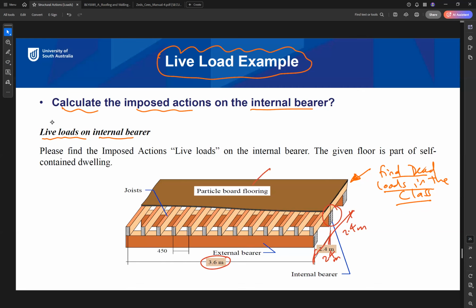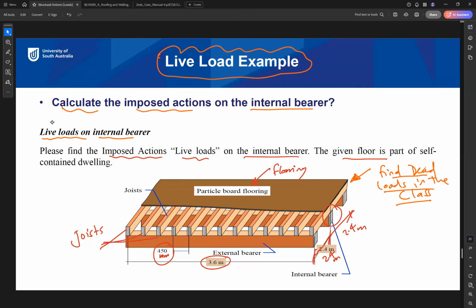We have particle board flooring. We have joists. And here the spacing of the joists is 450 millimeter. So this is all the information given to us. The requirement is to find the imposed action or live loads on the internal bearers.